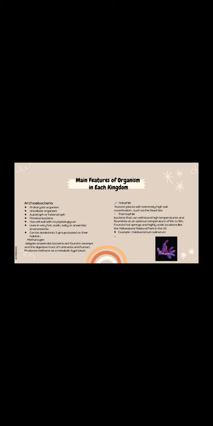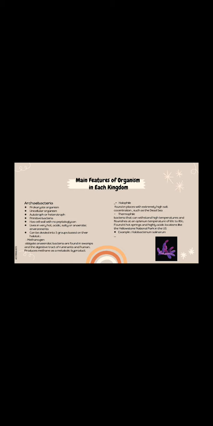Let's continue with the main features of organisms in each kingdom. The first one is Archaebacteria. It is a prokaryote organism, a unicellular organism. It can be autotroph or heterotroph, and is a primitive bacteria. It has a cell wall with no peptidoglycan, and lives in very hot, acidic, salty, or anaerobic environments.